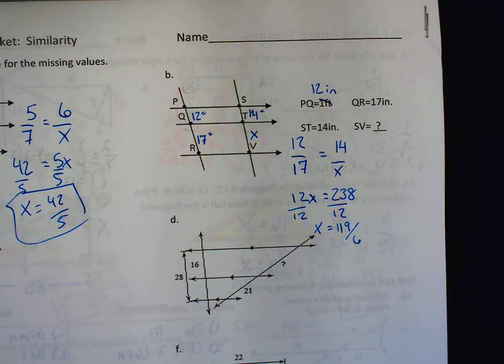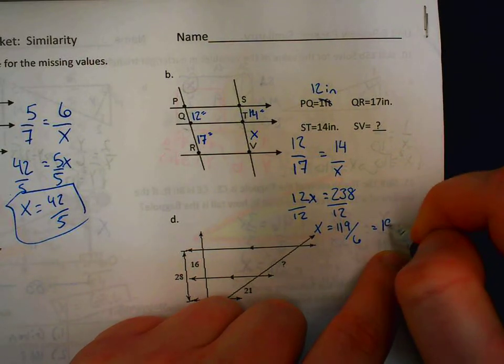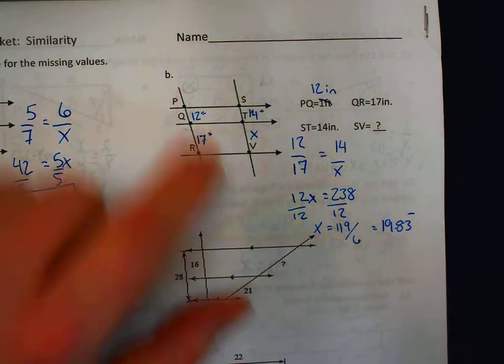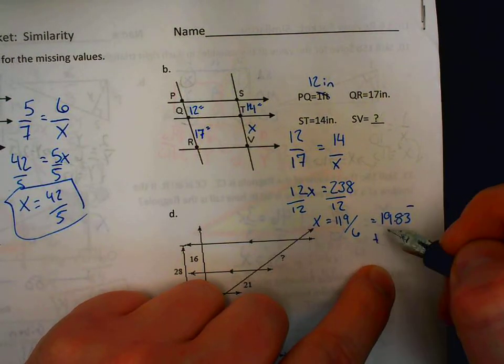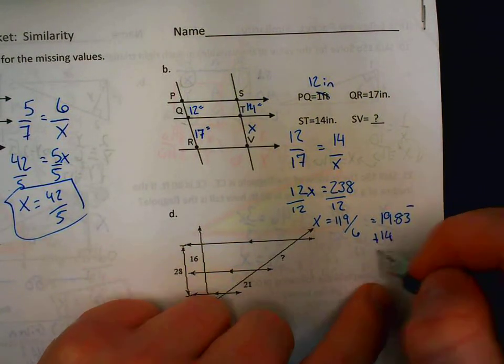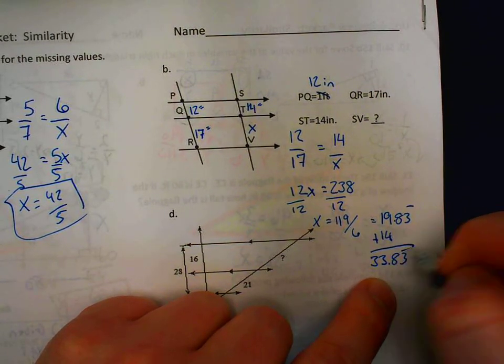119 over 6 as a decimal would be 19.83 repeating. To find the length of SV, I need to add this section of 14 to it, which would give me 33.83 repeating.